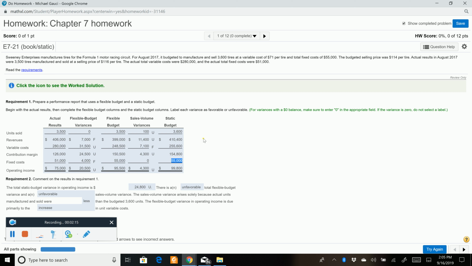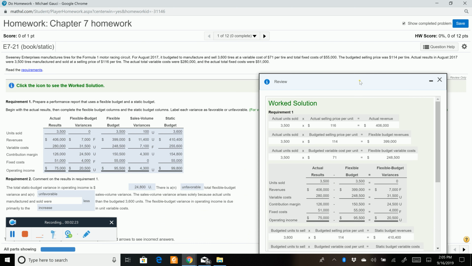Now, the difference is with the flex budget. What we are going to do with the flex budget is basically flex or change the budget based not on the 3,600 units that we were originally planning to sell, but the 3,500 units that I actually sold. All right, so that's really a changed budget, so we can better compare the flex budget for this level of activity to the actual results. As I said in the lecture, it's like comparing apples to apples.